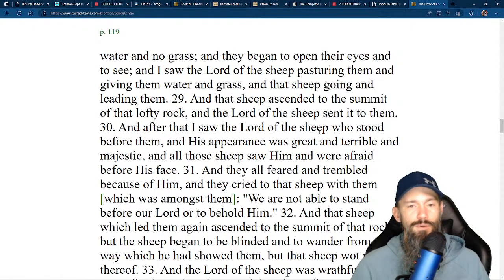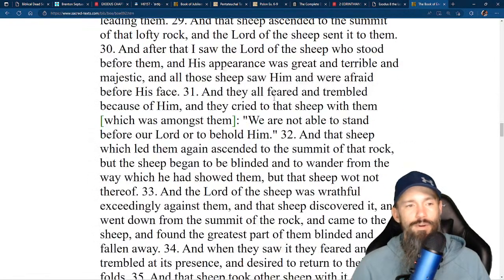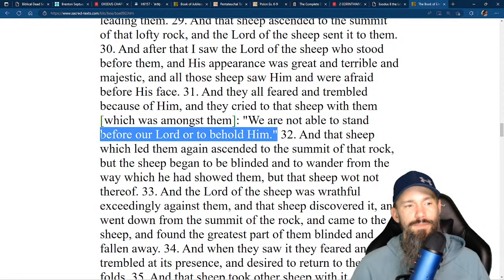And after that I saw the Lord of the sheep who stood before them, and his appearance was great and terrible and majestic, and all those sheep saw him and were afraid before his face. And they all feared and trembled because of him, and they cried to that sheep with them, which was amongst them, "We are not able to stand before our Lord or to behold him." That's when he was on the mountain.